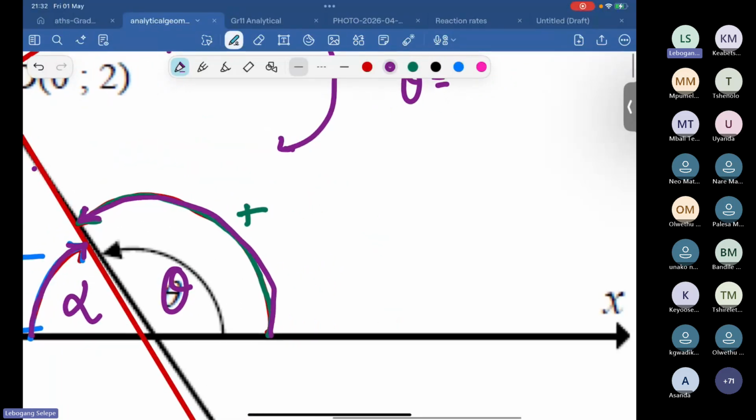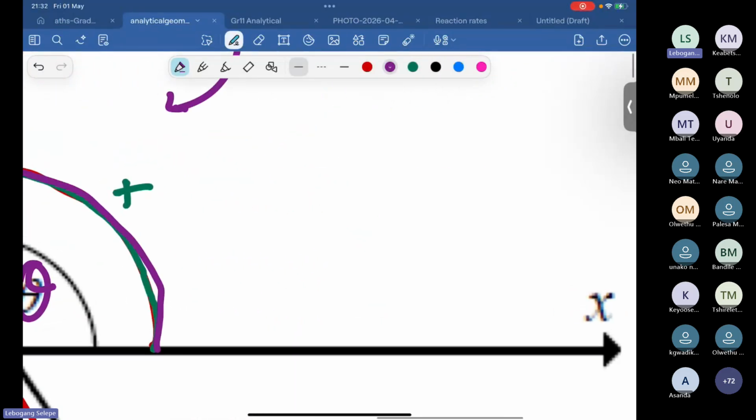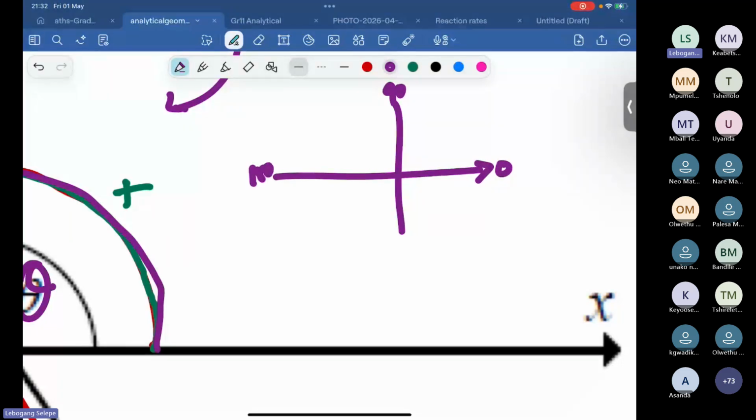Again, for you to remember positive and negative angles, think of the Cartesian plane. In the Cartesian plane, we have 0, and this is 90, and this is 180. So you can see that in the Cartesian plane, we go like this. We go in an anti-clockwise direction to form positive angles. The moment you start going in this direction, this is the negative direction, right?